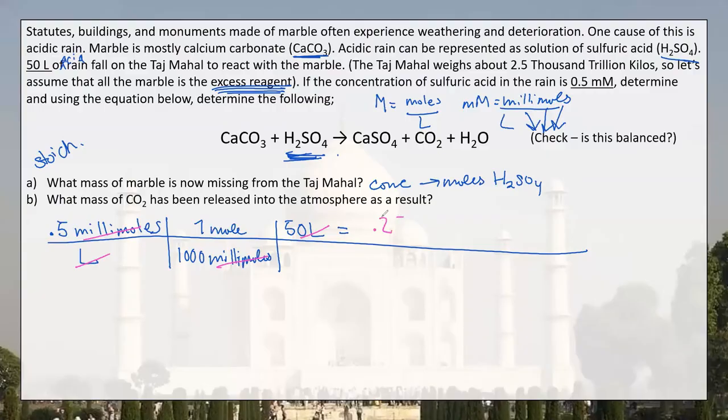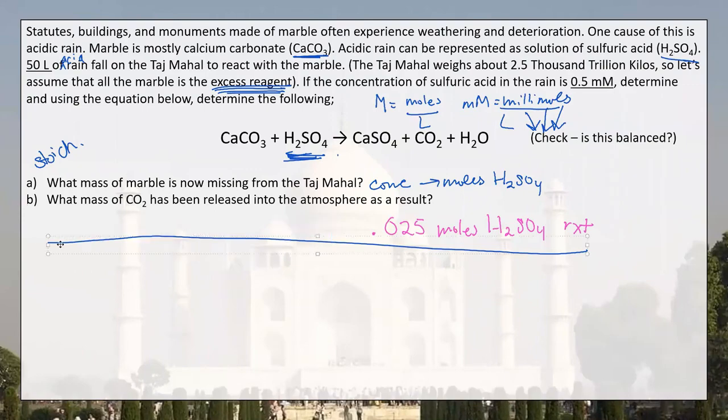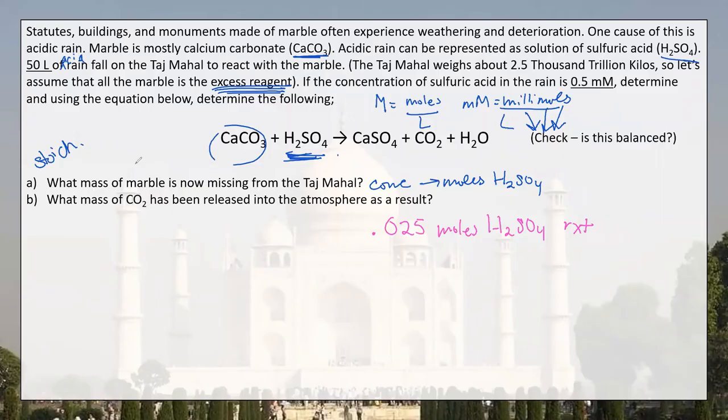So we get 0.025 moles H2SO4 react. Okay, but that doesn't yet tell us how much marble has been degraded. So we're going to use this number for our next part. And now we have to figure out how we relate this back to our marble degraded.